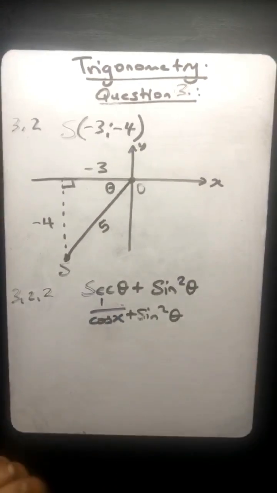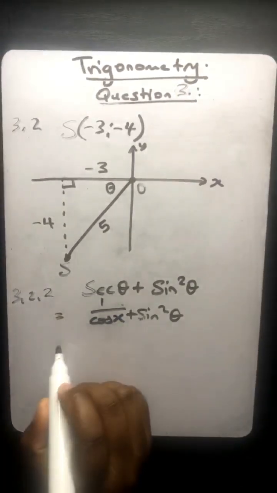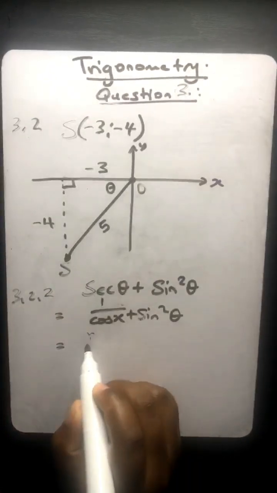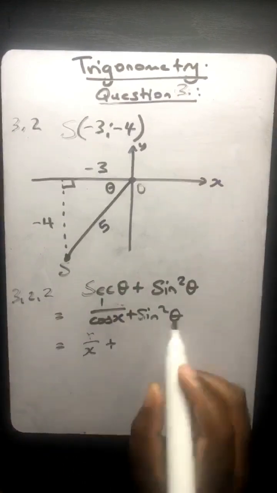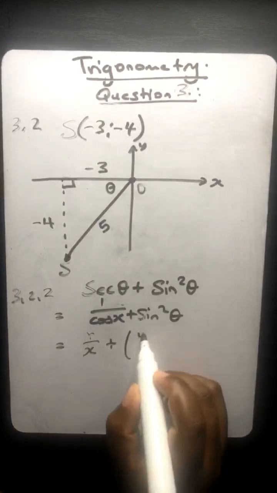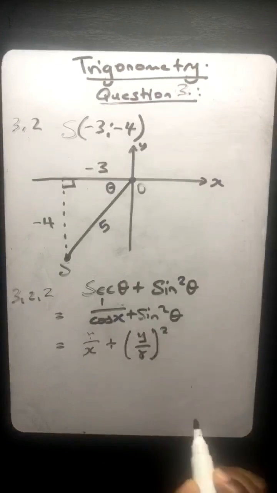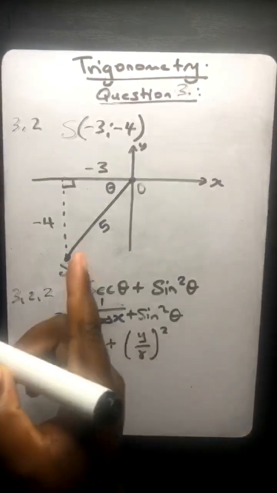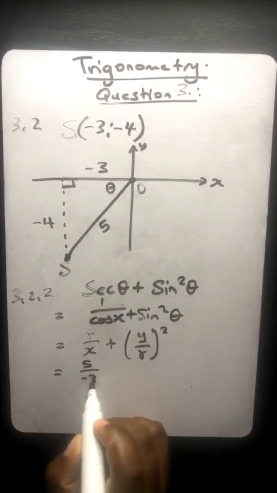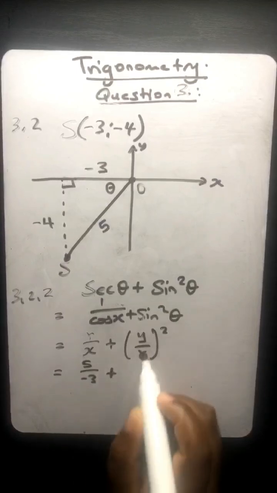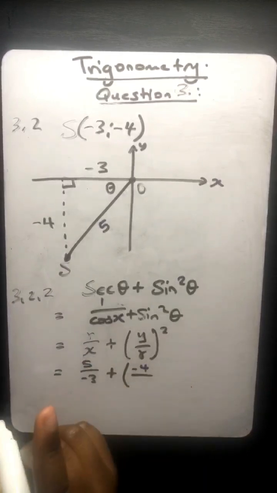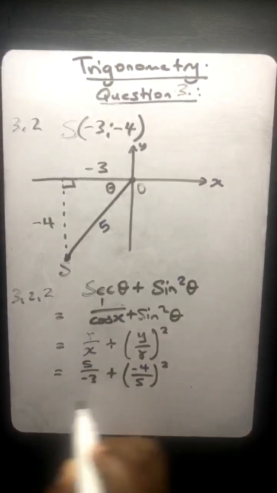So let's see what the ratio will be. Whichever way, it doesn't really matter that much. This being sec, it's r over x, and then plus, what is the ratio for sine? Sine is opposite over hypotenuse, y over r. Most importantly, you need to square that. Let's now substitute those values. What is r? We calculated it to be 5. What is x? It's negative 3. What is y? It's negative 4. R is 5. You close, you square.